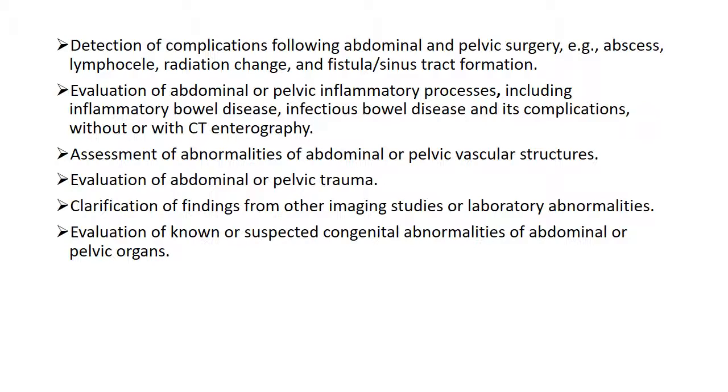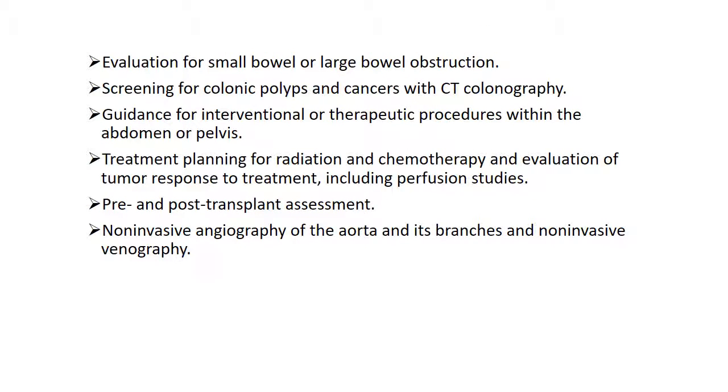This is a common use. A lot of times you may end up getting an ultrasound of the abdomen or pelvis, and the radiologist may recommend getting a CT or an MRI to further differentiate what you see on that. And a lot of times it's good to put those together. So you have some ultrasound findings, you have some CT scan findings, and those combined together along with your history and clinical suspicion can really give great insight into what might be going on with the patient. Evaluation of known or suspected congenital abnormalities of abdominal or pelvic organs also. Evaluation for small bowel or large bowel obstruction can certainly be seen on CT.